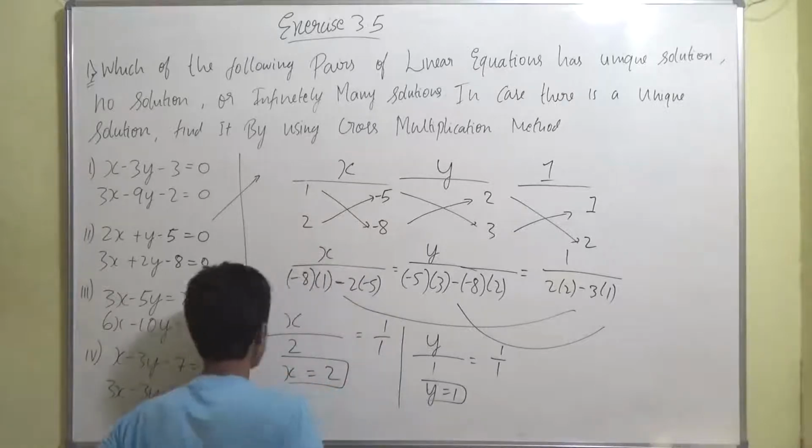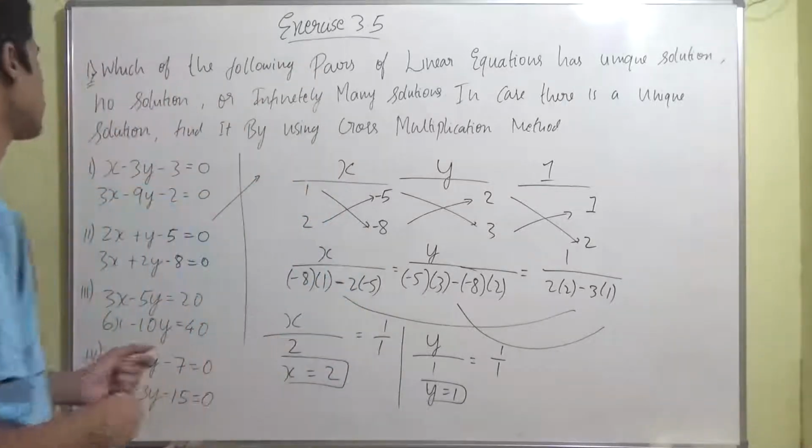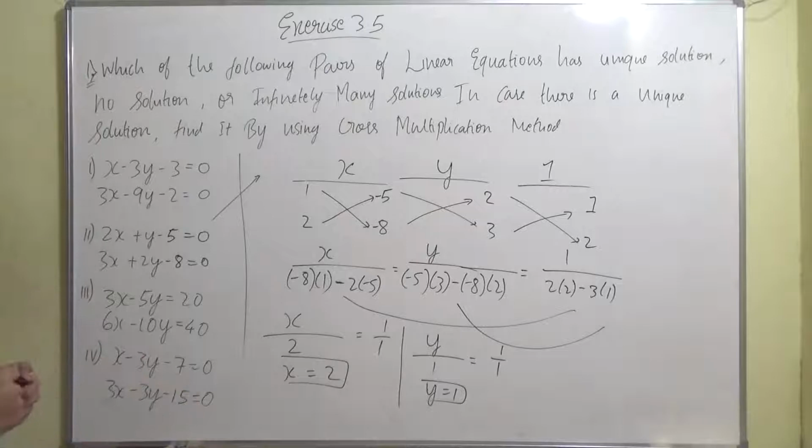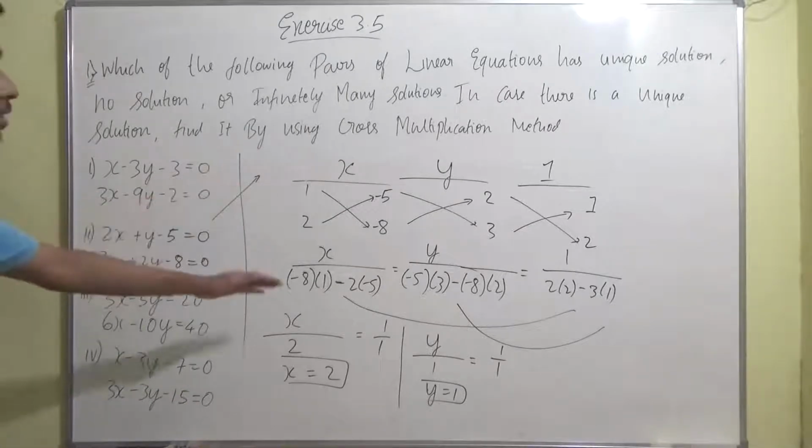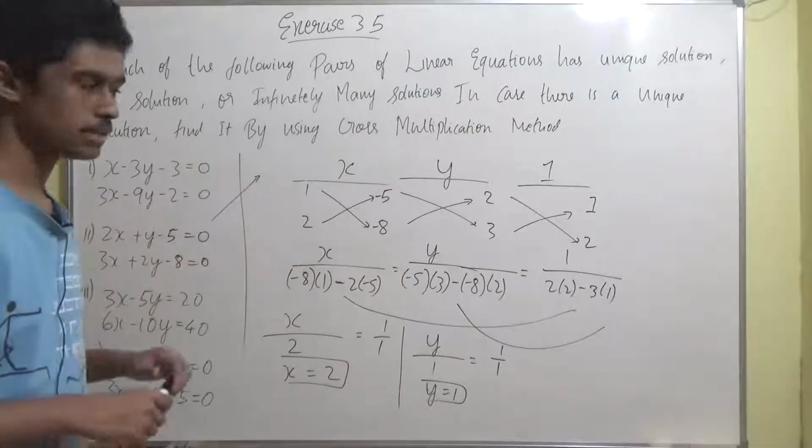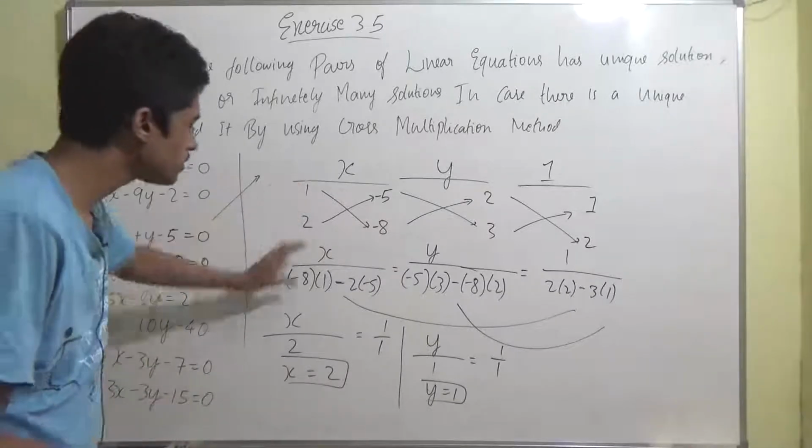So we got the value of x as 2 and the value of y as 1. Now shall we verify this? Right. Now we found the values of x and y using the cross multiplication method. Very simple guys. If you see, there are only 3 steps.